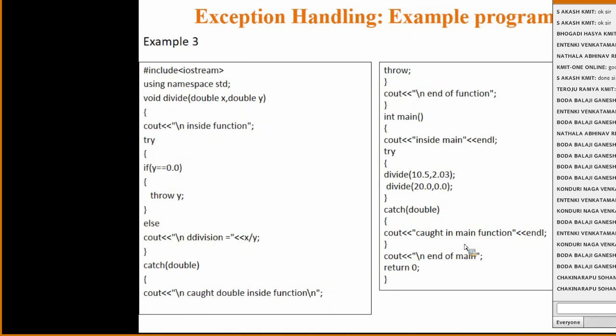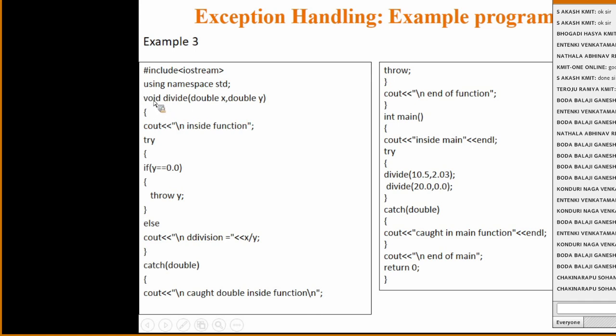So now let us see this example. Let us go to the main function directly. Inside main, we have a try block. In this try block we have a function divide with the arguments 10.5 and 2.03. So this is going to be executed first: divide function with two parameters 10.5 and 2.03.